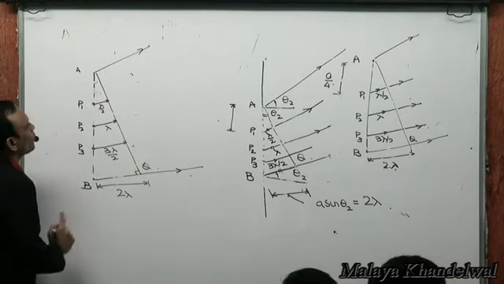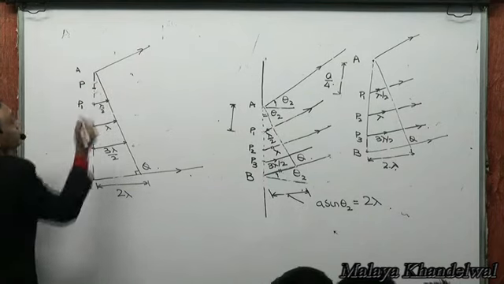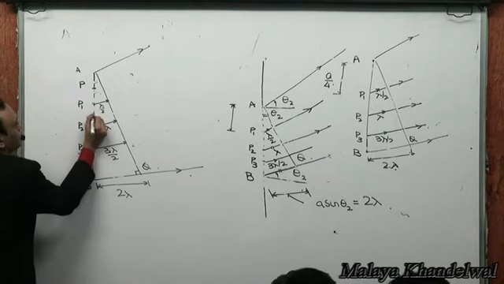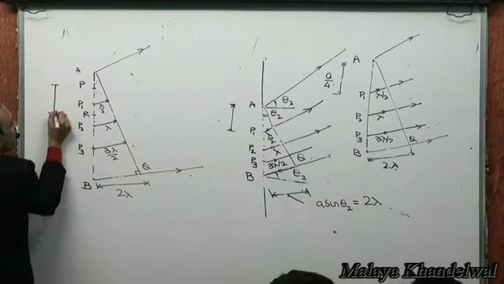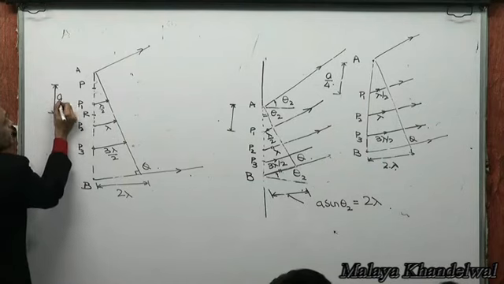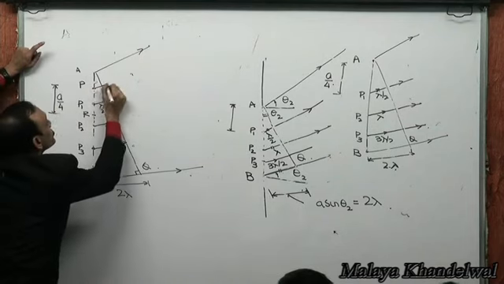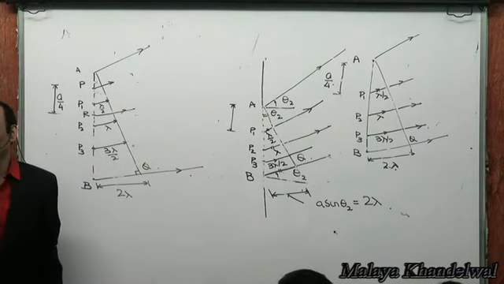Which means now I can select a point P here between A and P1 and a point R here such that PR is A by 4, then the path difference between P and R would be lambda by 2.